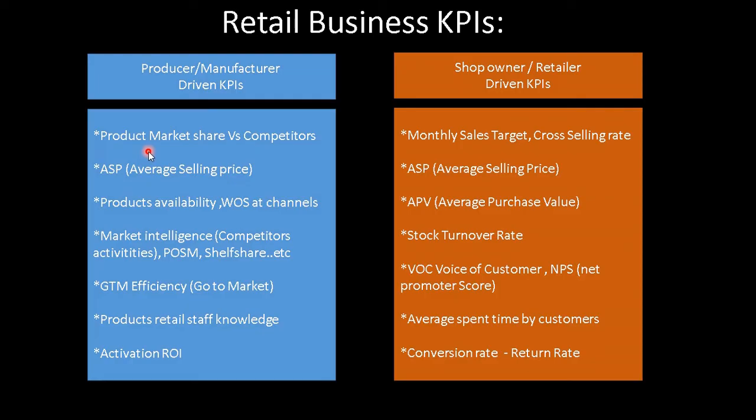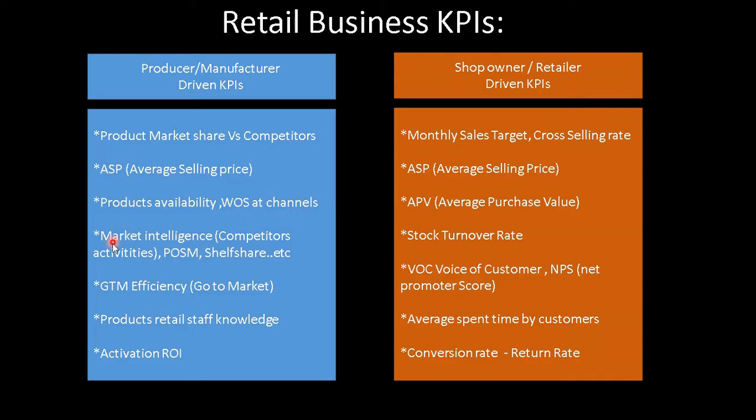When you are selling a product in a specific market, you would like to see how much you are selling versus how much your competitors are selling in terms of volume and value. The average selling price is quite important because it is linked to your margins and how much money you will be making at the end of the day. You will be looking at your product availability in the market versus your competitors and how many weeks of stock you are fulfilling your channels with.